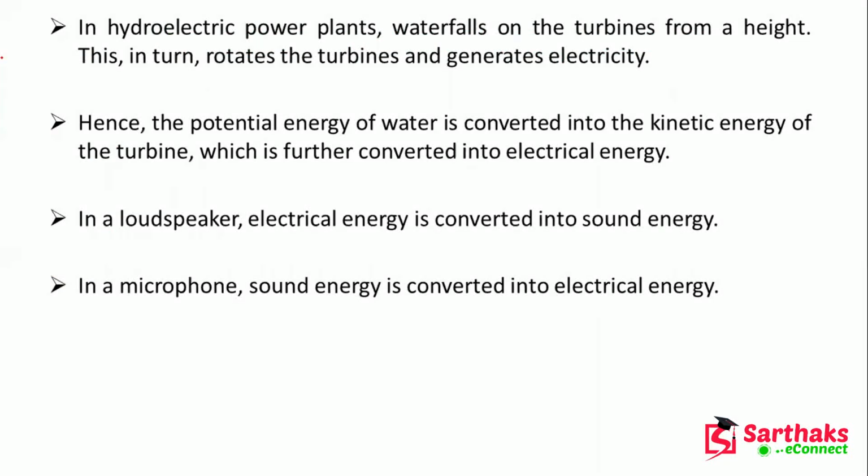In a hydroelectric power plant, hydroelectric means from water, from the speed of the water, you are getting the electricity. So in a hydroelectric power plant, water falls on the turbines from a height, and then the turbines rotate and generate the electricity. So whatever the energy in the waterfalls, we are converting into electricity, right? Another thing, potential energy of the water is converted into kinetic energy of the turbine and converted into electrical energy.